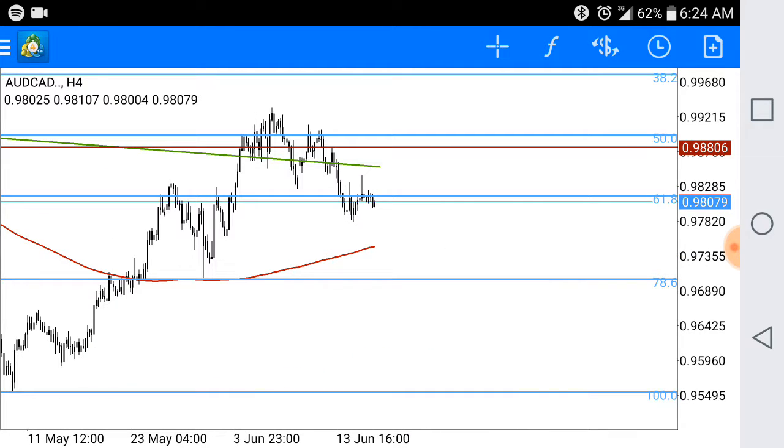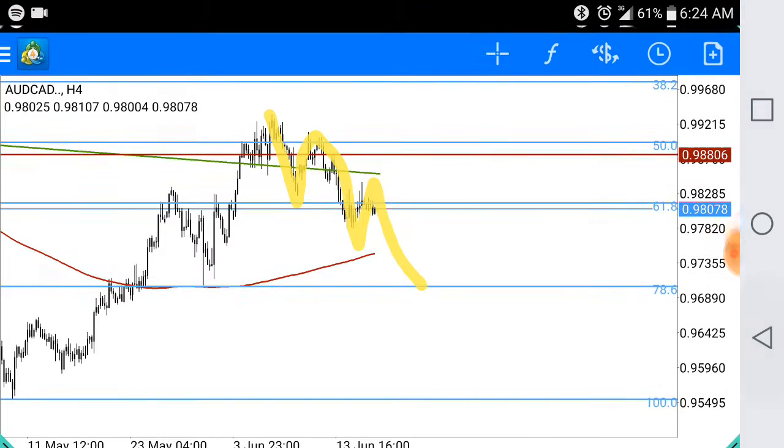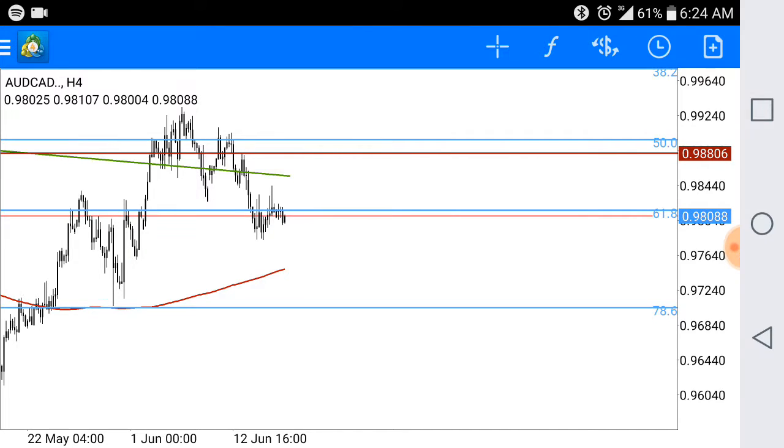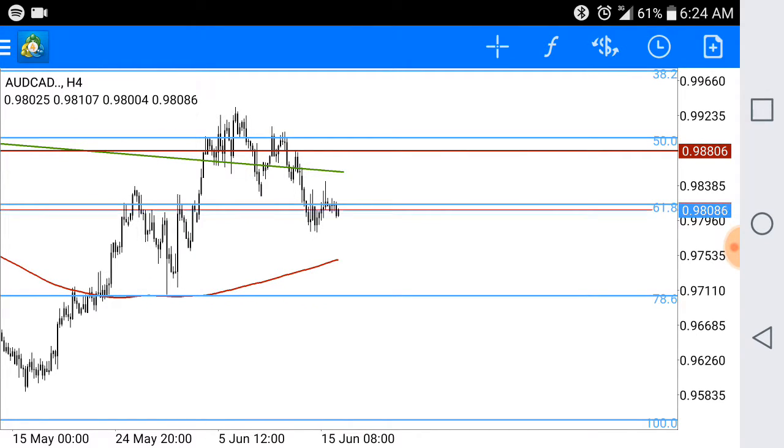Looks like we're starting our downtrend. We got some lower lows, don't we? And lower highs. Let me go ahead and highlight that if you don't see it. Lower high, lower low, lower high, lower low. So I'm going to sell right now and take profit at the 78.6 level, okay? Based off of everything that I just saw, I'm going to go ahead and sell right now.